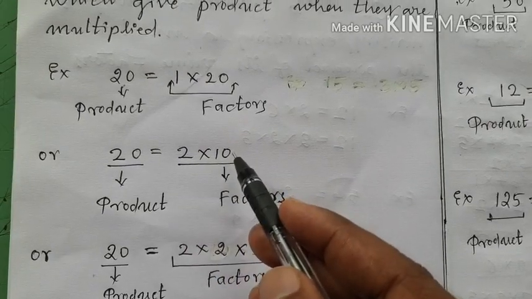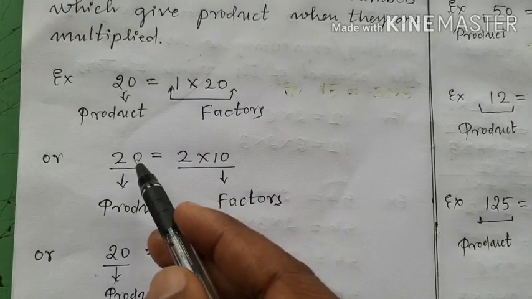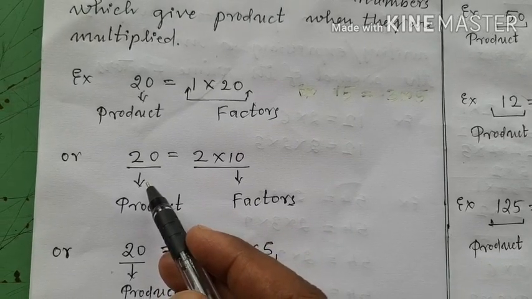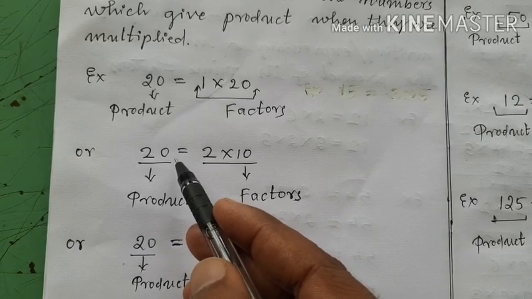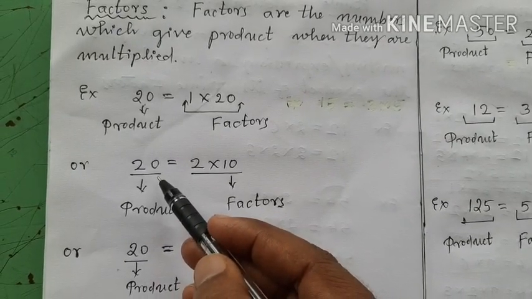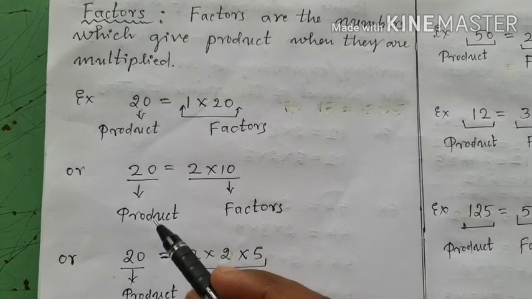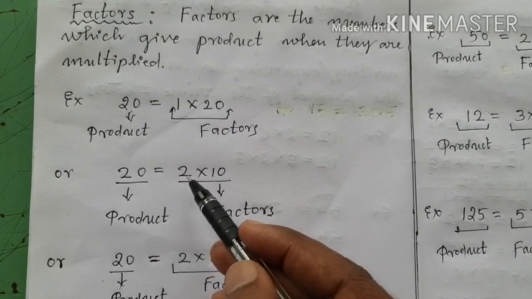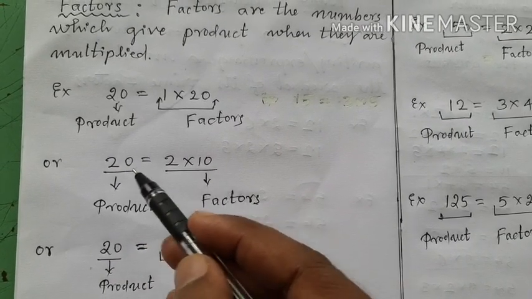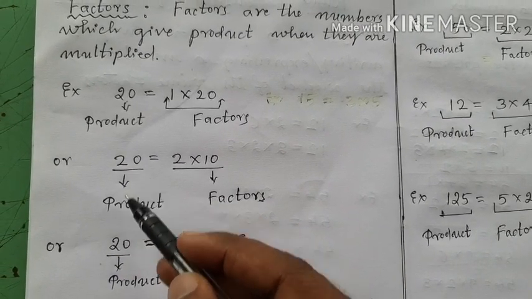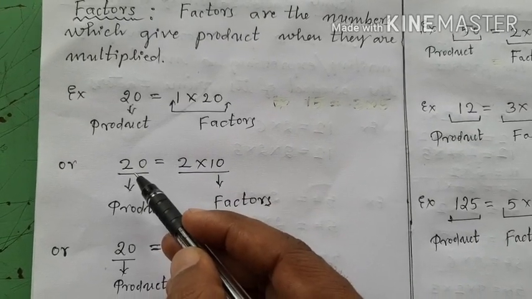Here, 2 and 10 are the numbers which are multiplied to get the product 20. That is why 2 and 10 must be the factors of 20. Yes or no? We can check it. Take 2 and divide 20, you will get the remainder 0. That is why 2 must be the factor of 20. Similarly, take 10 and divide 20, the remainder is 0. Therefore, 10 is also the factor of 20.